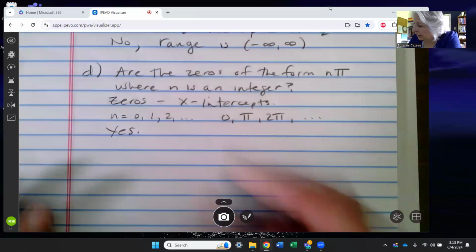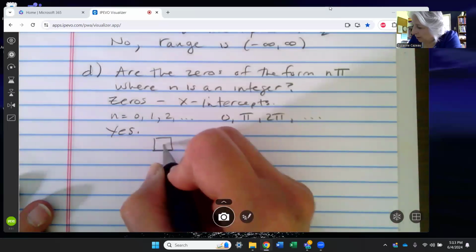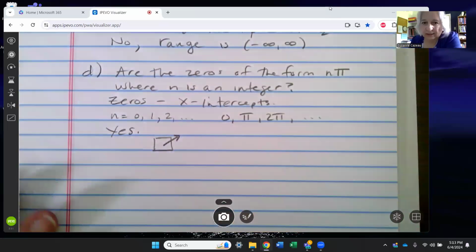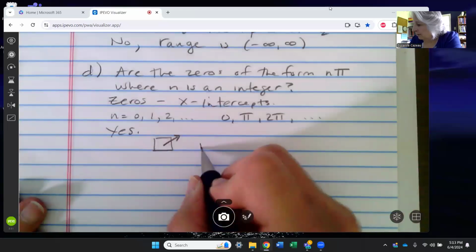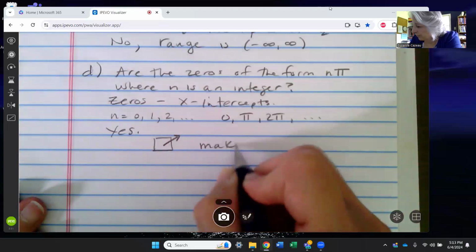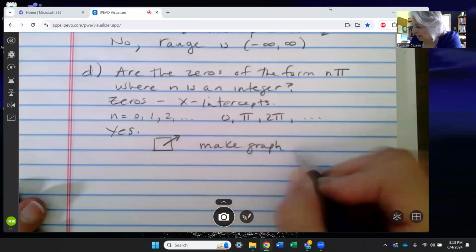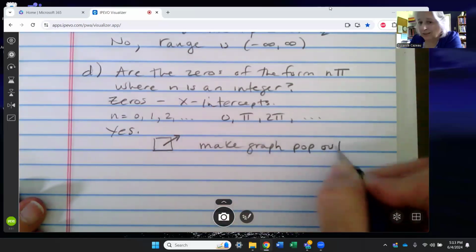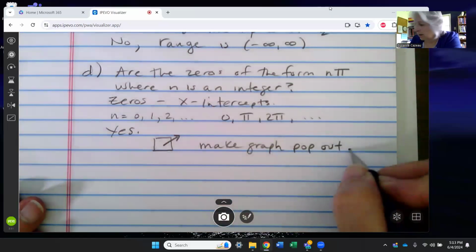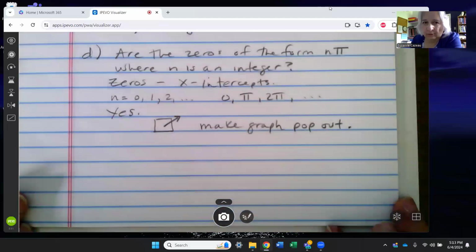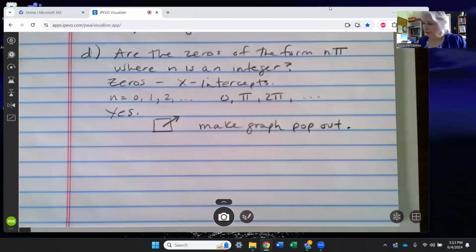And you can click on the little square with the arrow coming out of it, and that will make the graph bigger, or make the graph pop out, so you can see what you're doing. Okay, you can get a better look at those intercepts and whatever the graph is doing.